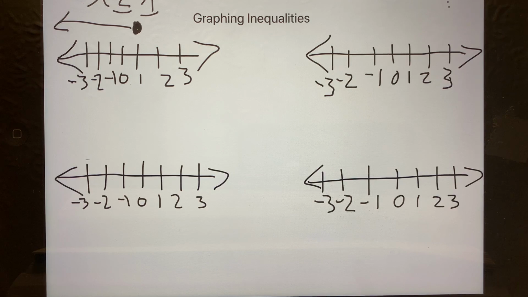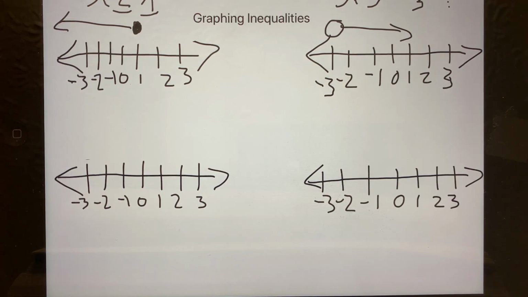Let's do x is greater than -3. So from here, we know it's going to be an open circle over -3, and it's going in this direction because it's greater than. So yeah, guys, it's pretty simple.